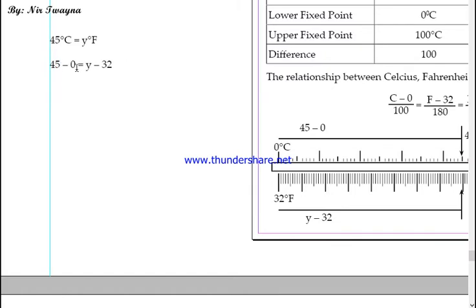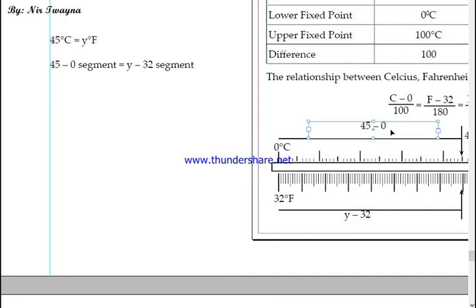Got it? 45 minus 0 must be equal to y minus 32. This is actually what? A segment, isn't it? This is only a segment. Yes. Now once again I said that this length and this length are equal, but are they in standard terms? Definitely no, they are not in standard terms.